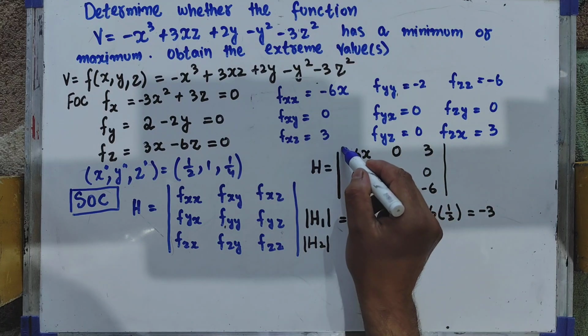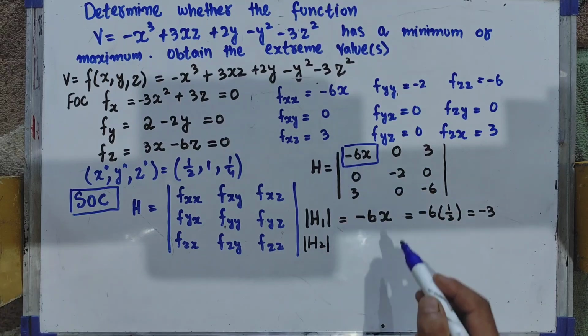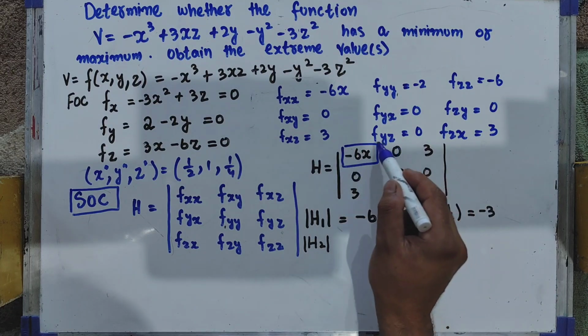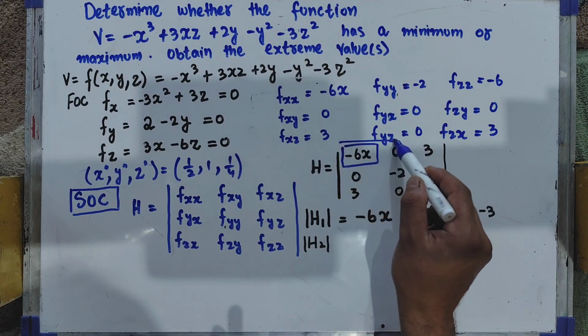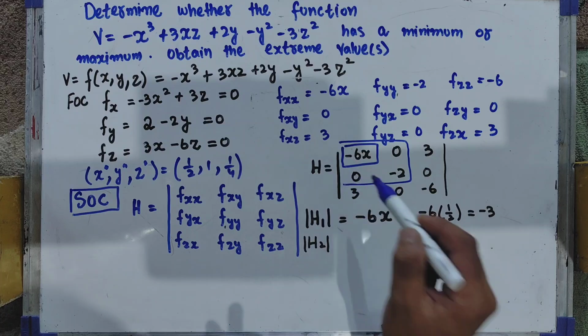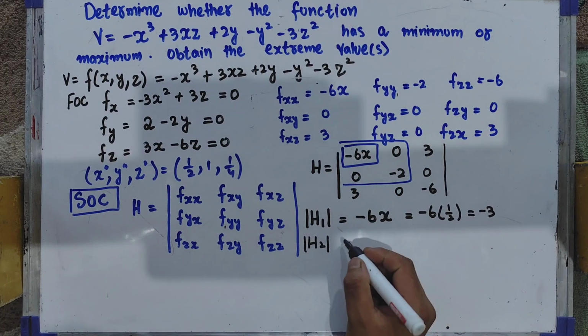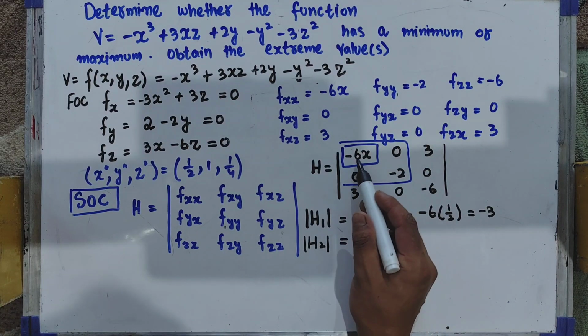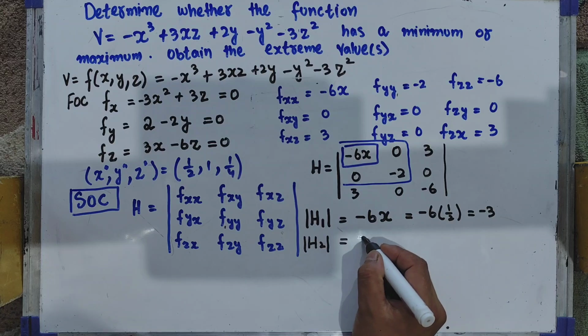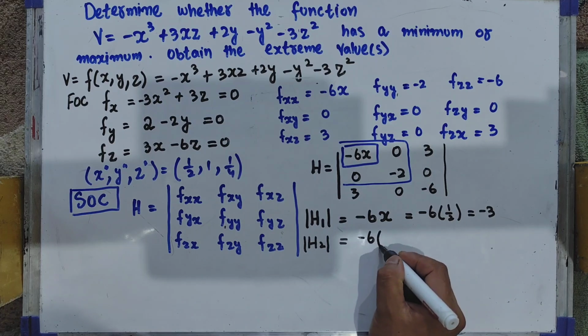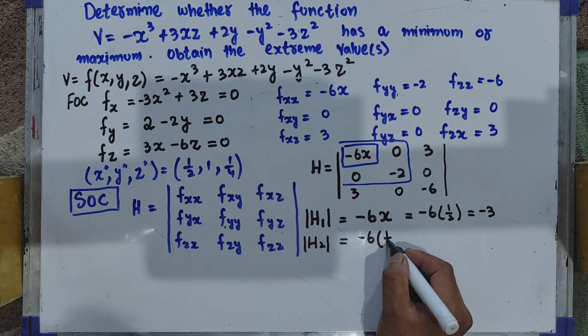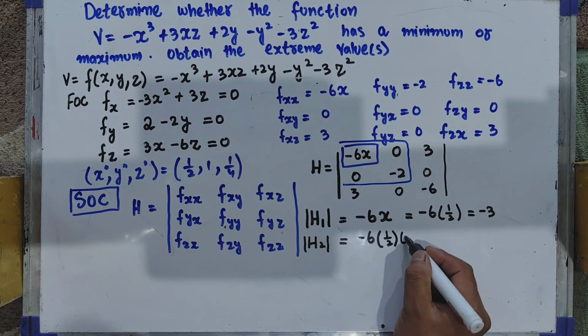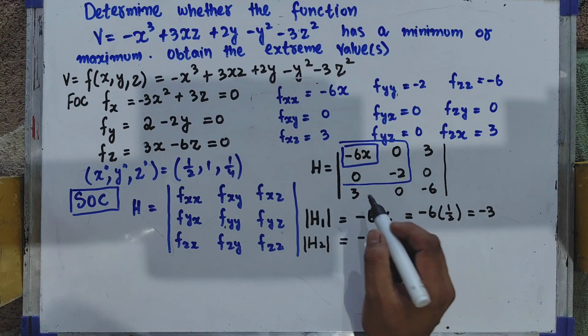This is the first principal minor. Now the second principal minor will be this 2 by 2 matrix. So let's take its determinant. We have minus 6 times the value of x, which is 1 upon 2, times this negative 2. From this we subtract these two elements.